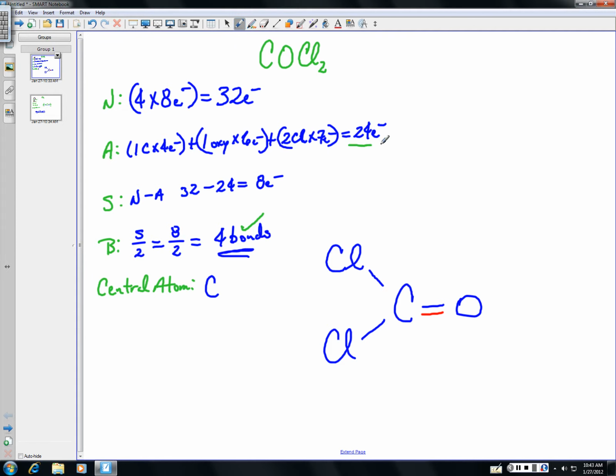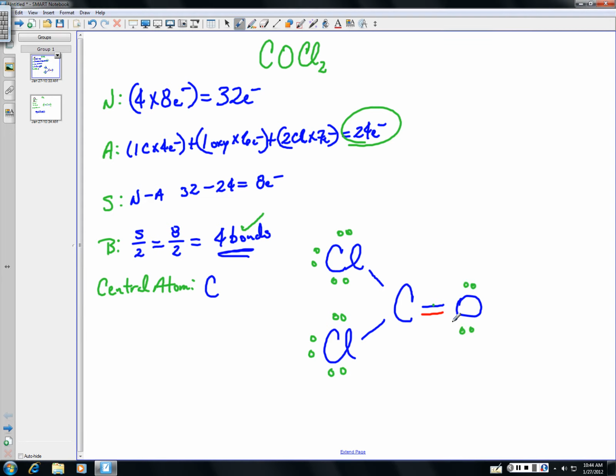Now I'm going to assign my available electrons, starting on my outside elements to make sure everybody out there has 8. This chlorine at the top already has 2 in that bond, so it needs 6 more, so I'm going to give it 6 more electrons. This chlorine already has 2 from that bond, so I'm going to give it 6 more. All right. Now watch this. Oxygen already has 4 assigned to it because it has 2 in that bond and 2 in that bond, so it only needs 4 more. So I'm going to give it 4 more.